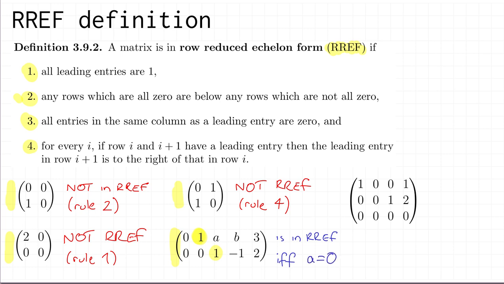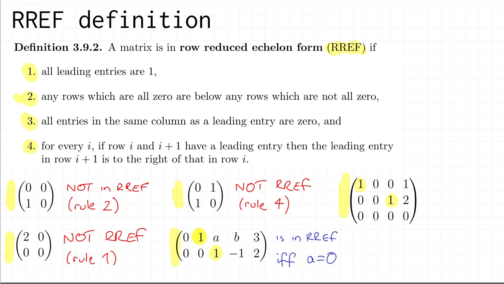Okay, final example then, let's look at this one here, and this thing is in row-reduced echelon form. It truly is a row-reduced echelon form matrix. If we think about the conditions one by one, the leading entries are here, and they're both equal to 1. Next, any 0 rows are at the bottom. Well, there is a 0 row, and it is at the bottom of the matrix.